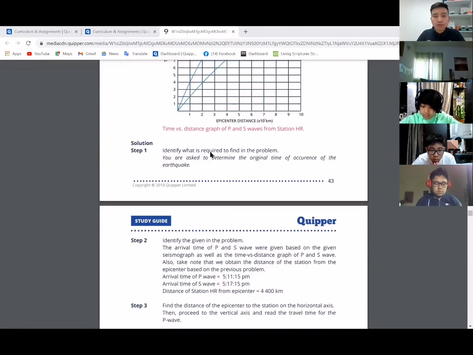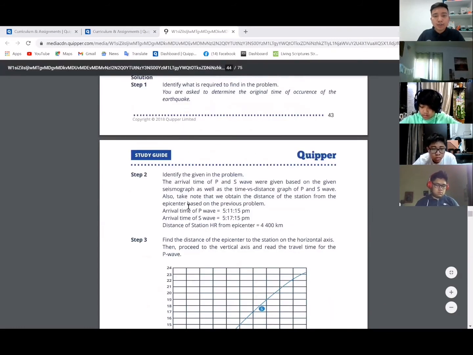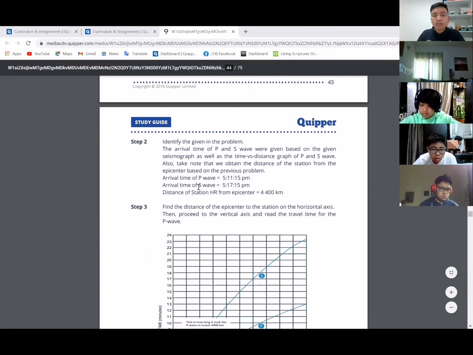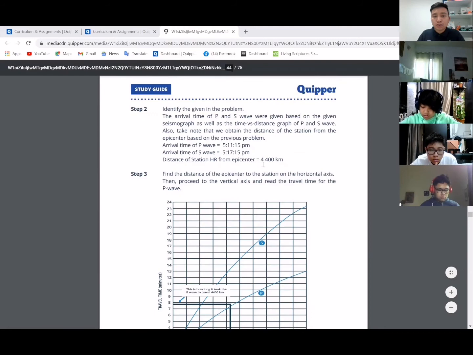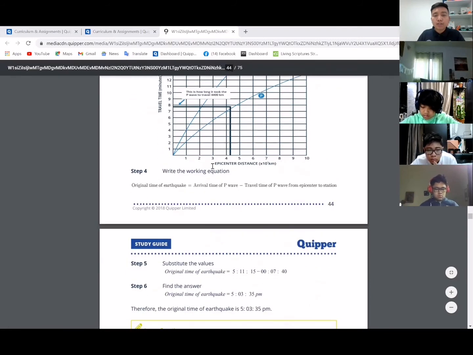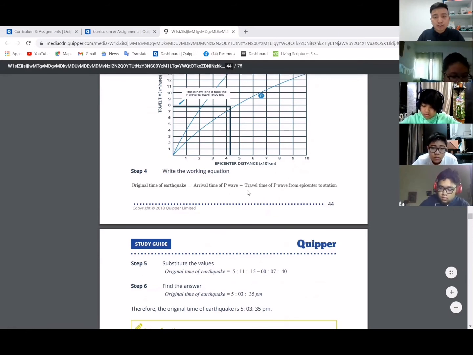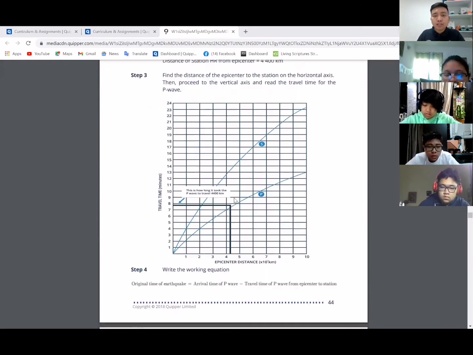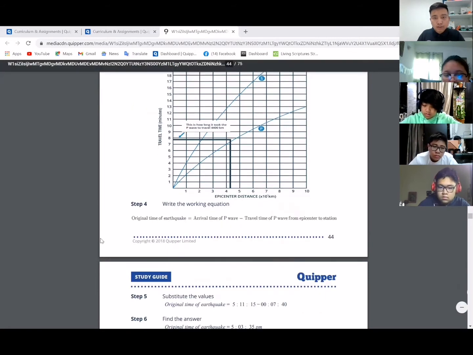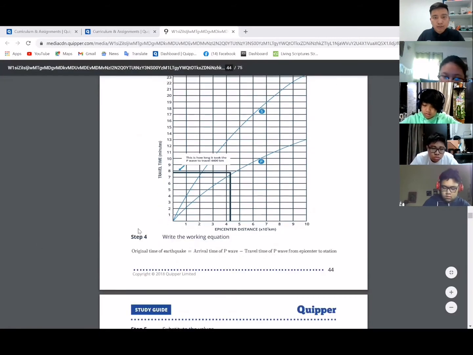So here, it's the same, but there is something added. You need to know the arrival time for both P waves and S waves, and the distance of station HR from the epicenter. Okay? Once you know the distance, the travel time, which is the 4,500, you need the equation. This is the working equation: original time of earthquake is equal to arrival time of P wave minus travel time of P wave from epicenter to station. So where is our travel time? Wait, it's already here, it's given.